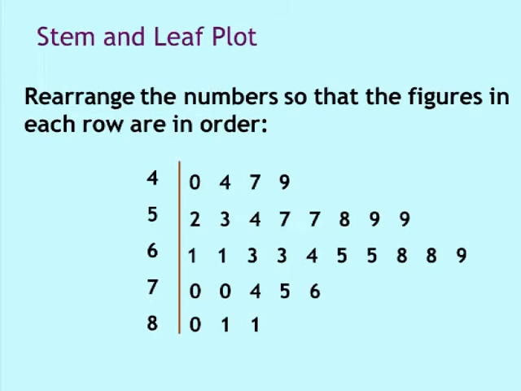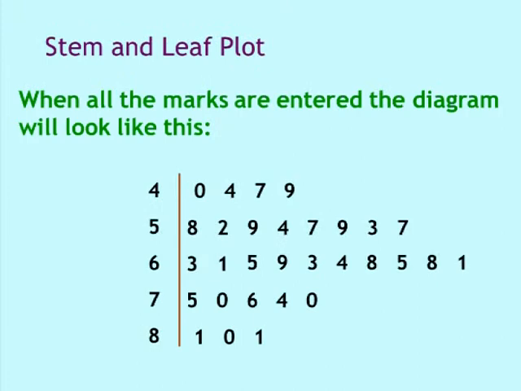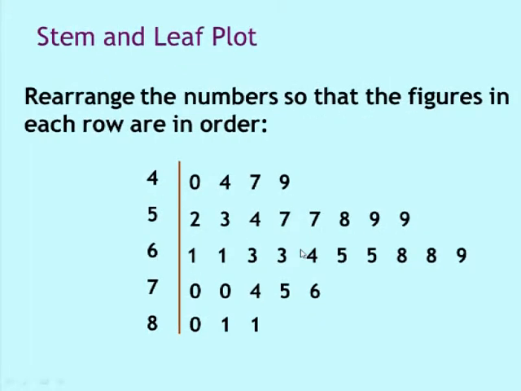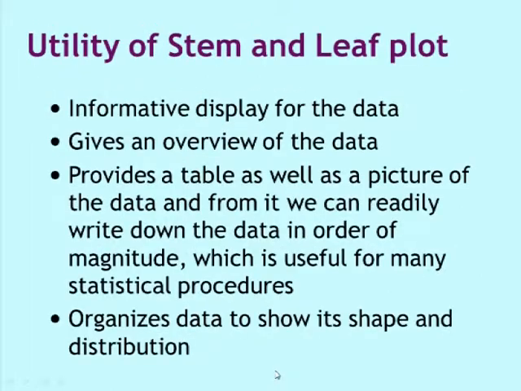Now what we didn't do earlier and we are doing now here is, this is not arranged in ascending order in the leaves section. So this can be easily done by rearranging them. So you can see that now they have been arranged in an ascending order in the leaves section as well. Okay, so utility of the stem and leaf plot.